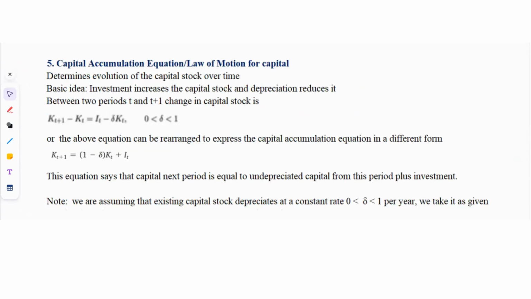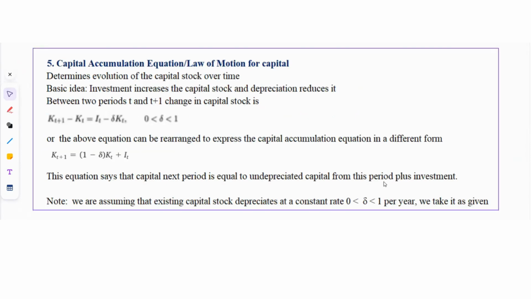So the last thing in our setup we want to look at is the capital accumulation equation, or the law of motion for capital. Now this determines the evolution of the capital stock over time. The basic idea here is that investment increases the capital stock and depreciation reduces the capital stock. Between two periods t and t+1, we can write the change in capital stock as K_{t+1} minus K_t is equal to investment minus depreciation. This equation says that the change in capital stock from period t to t+1 is equal to investment during period t minus depreciation during period t, where delta is a constant depreciation rate between 0 and 1.